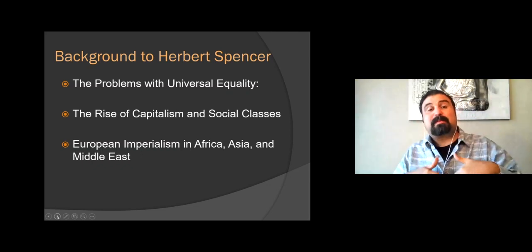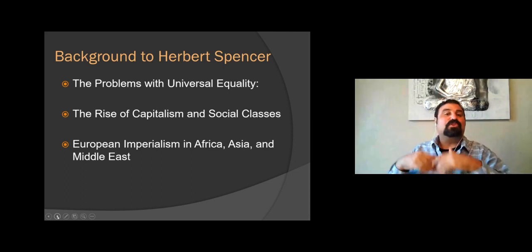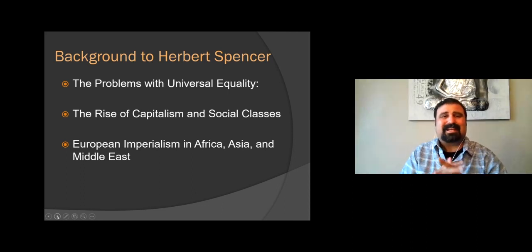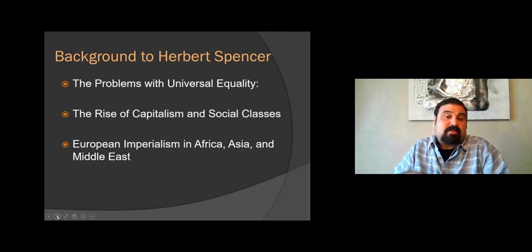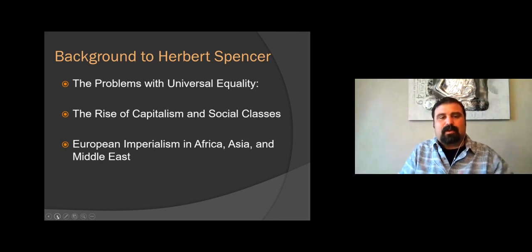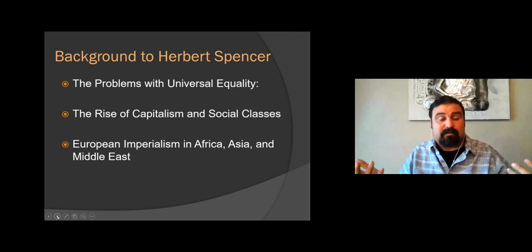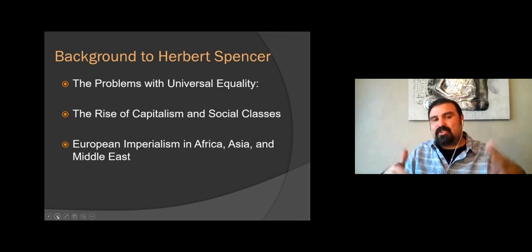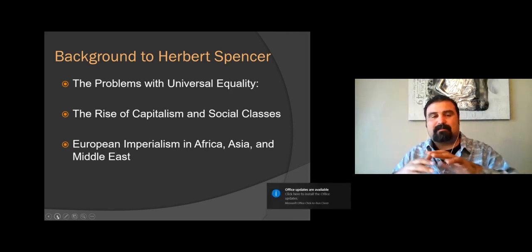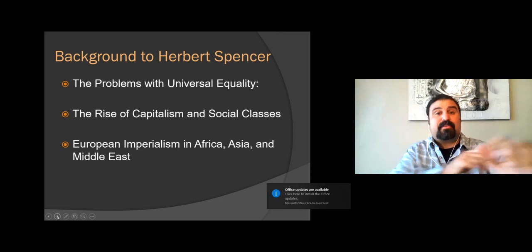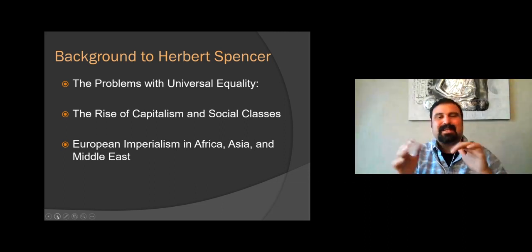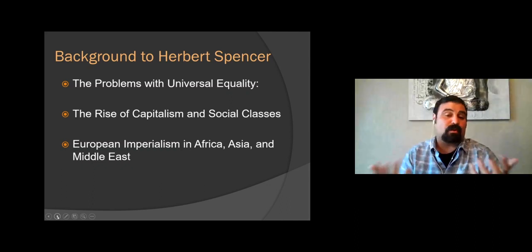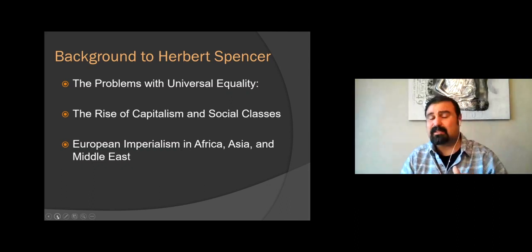So this is where Herbert Spencer comes in to justify, in this case, capitalism on one hand, as a benevolent system or a natural system, if you will, and also European imperialism. Okay, so the way he justified it is by suggesting that equality was not natural. This idea that we're all equal or that we were all created equal just because we have reason.